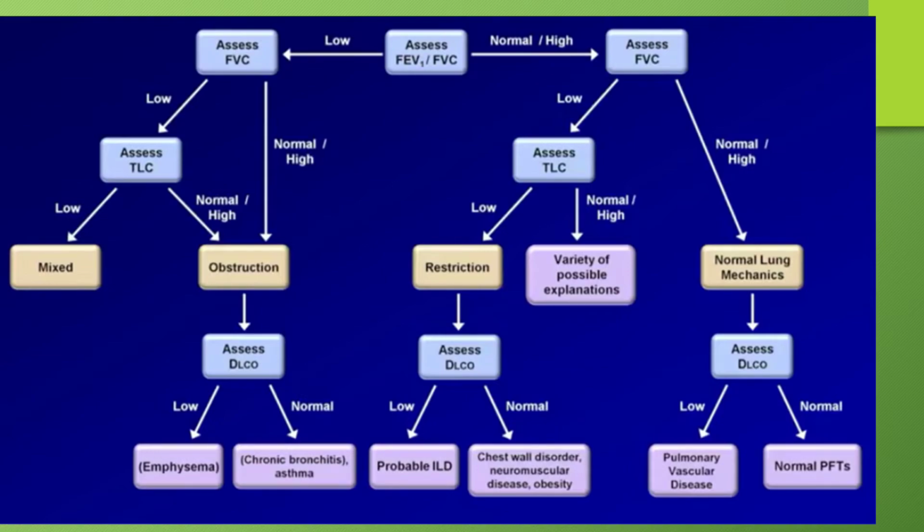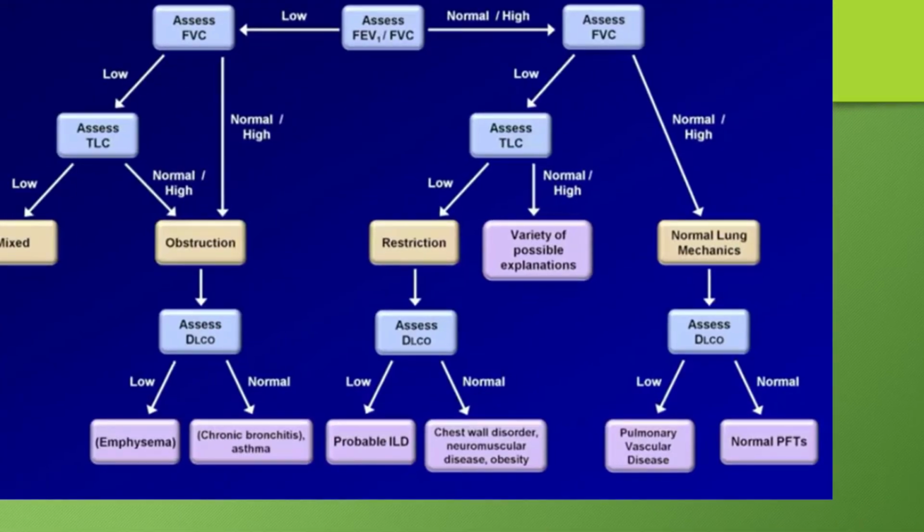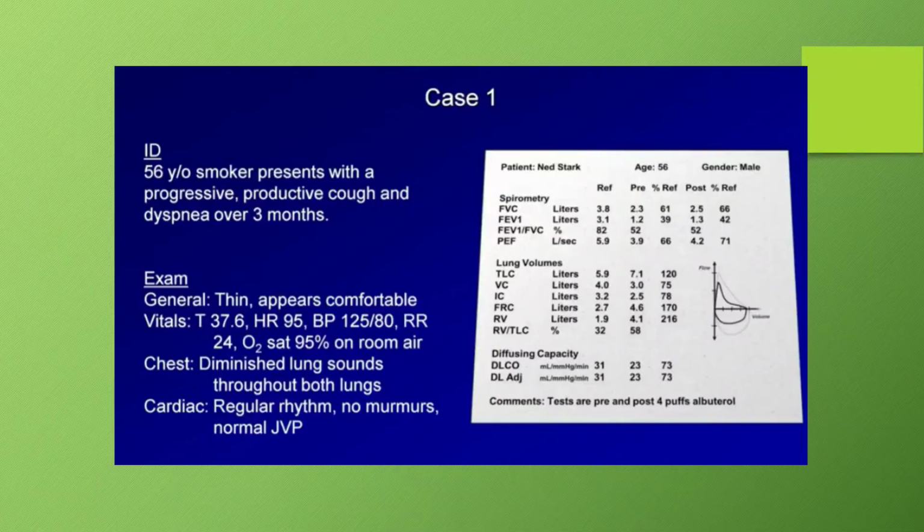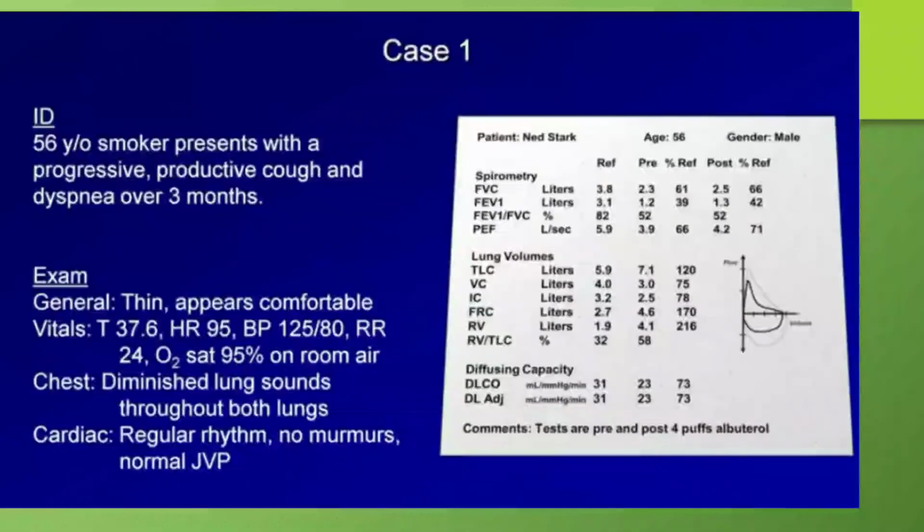Now one thing: if everything is normal, the FEV1/FVC ratio, the FVC, everything, then we will say that it is normal lung mechanics. But if we do DLCO in that patient and see that it is low, then there may be some pulmonary vascular disease present. So this is about the algorithm. With this algorithm, we will diagnose a few cases.